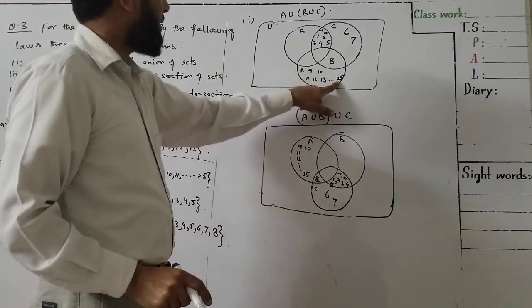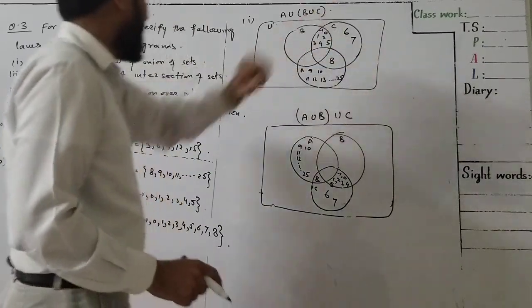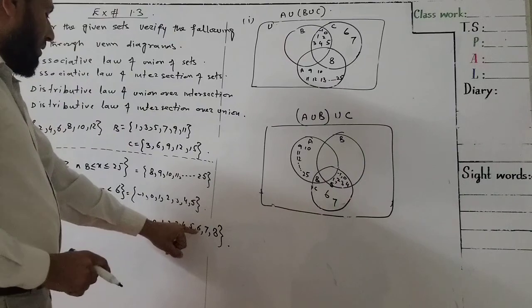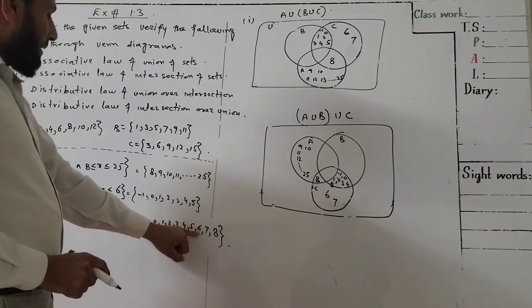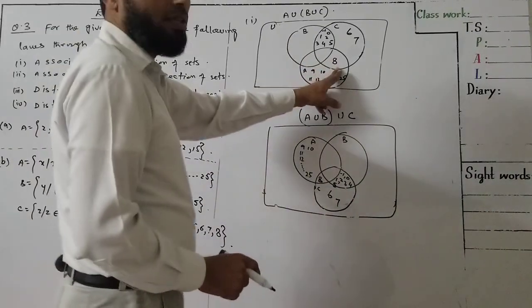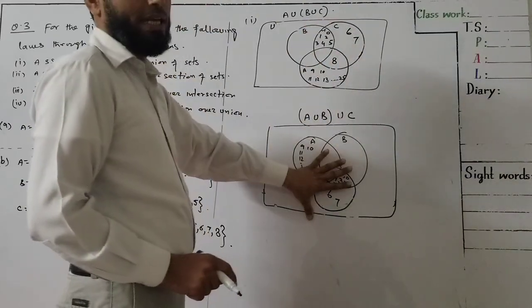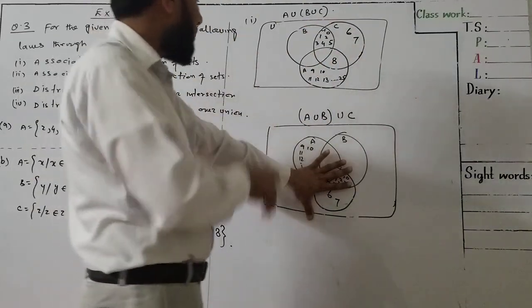The other elements of set C which are not common: other than 5, 6, 7 and 8, and 8 is already in the common portion, so 6, 7. Similarly, you will make the same diagram here also with the same procedure.